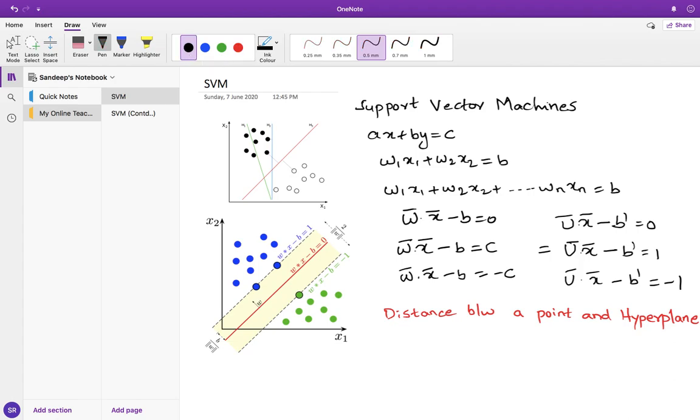Now consider a point, let the point be m comma n. Now you have the equation of the hyperplane: wx minus b is equal to 0.